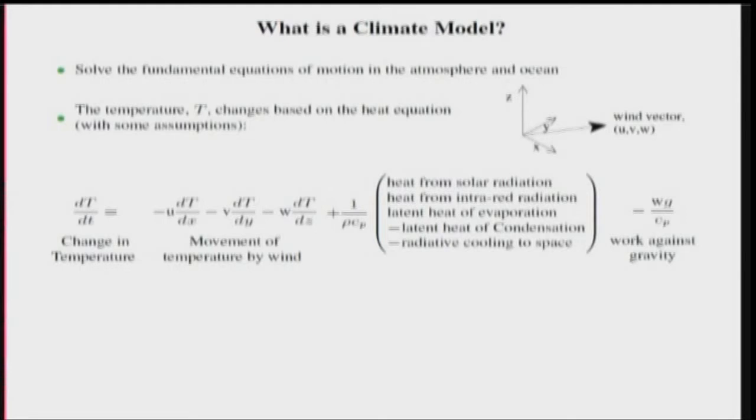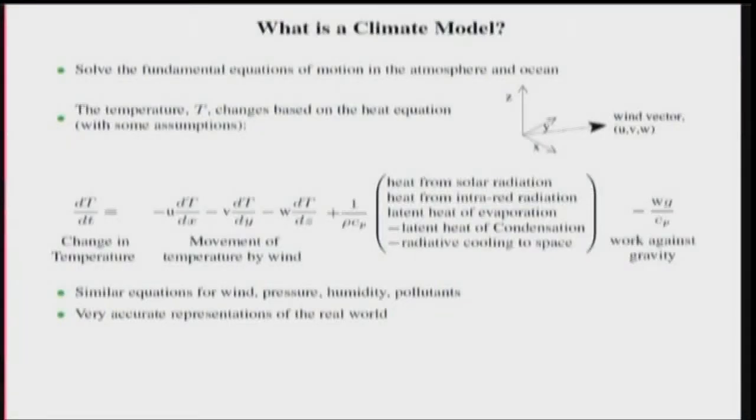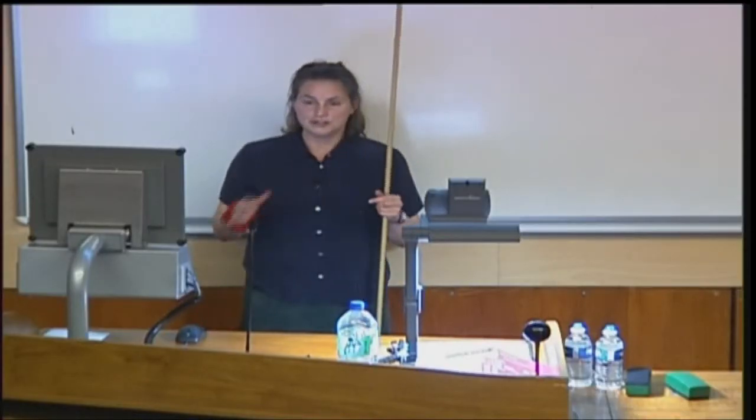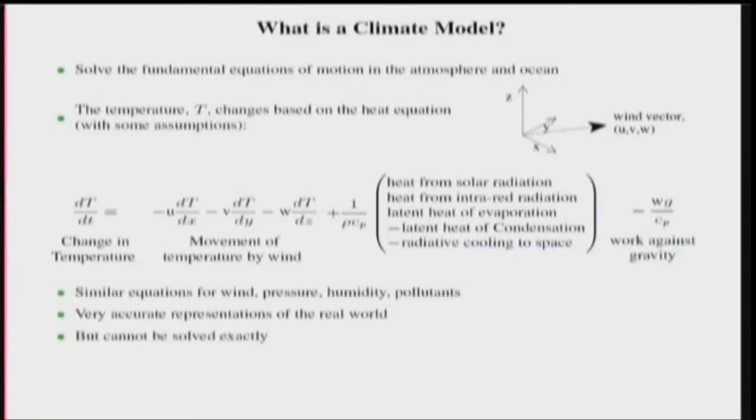In order to solve this equation, we need u, v, and w, the winds, and we need to know all these other things. We need to know density. And we have very similar equations to this for each of the components of the wind, and the pressure, and the humidity, and various kinds of pollutants. So all these equations are solved for each of the components. And these are extremely accurate representations of the real world. They are Newtonian physics, but they're more accurate than we could ever want. However, the problem is we can't solve them exactly.